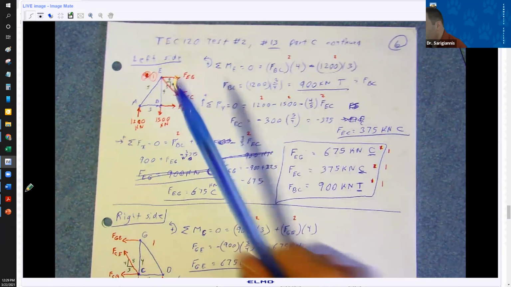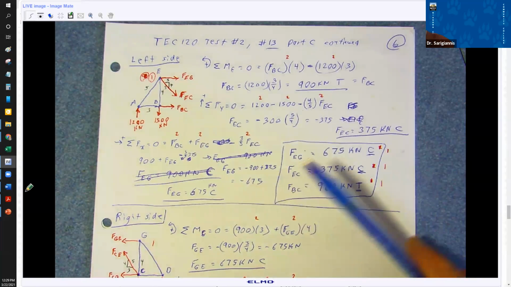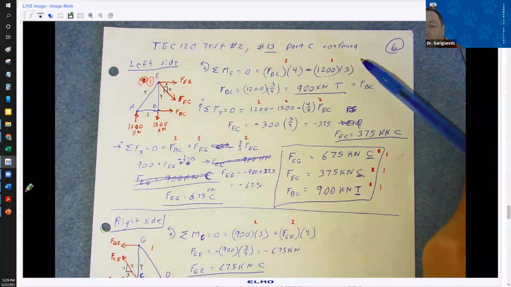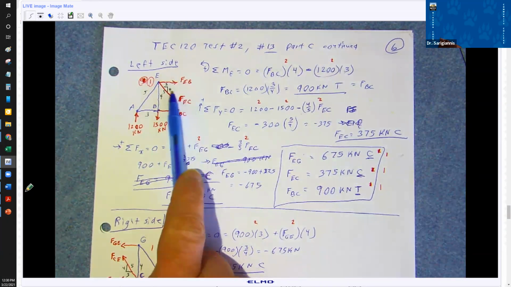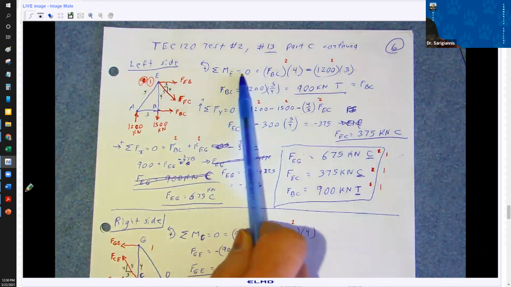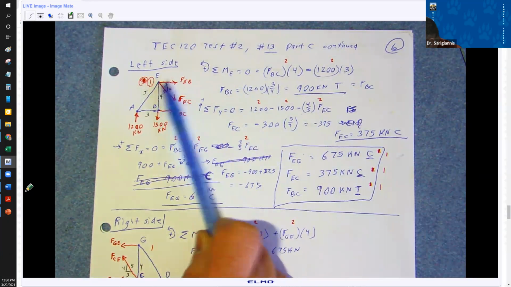Sum of the moments. You can't do this problem by just doing sum of the forces in X and sum of the forces in Y. You run out of equations. We've got three unknown variables here. So you need to do sum of the moments. And sum of the moments about E is probably the easiest one to do, just because you eliminate these two forces from the equation. So this is saying what is the sum of the moments of all the forces about E is equal to 0.